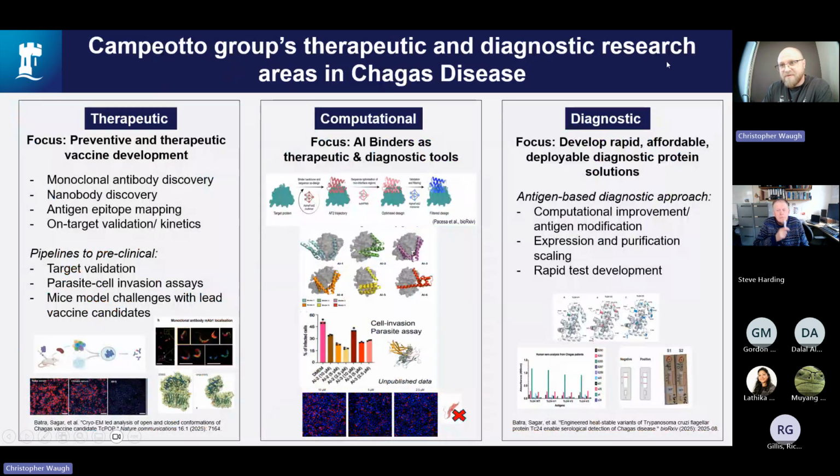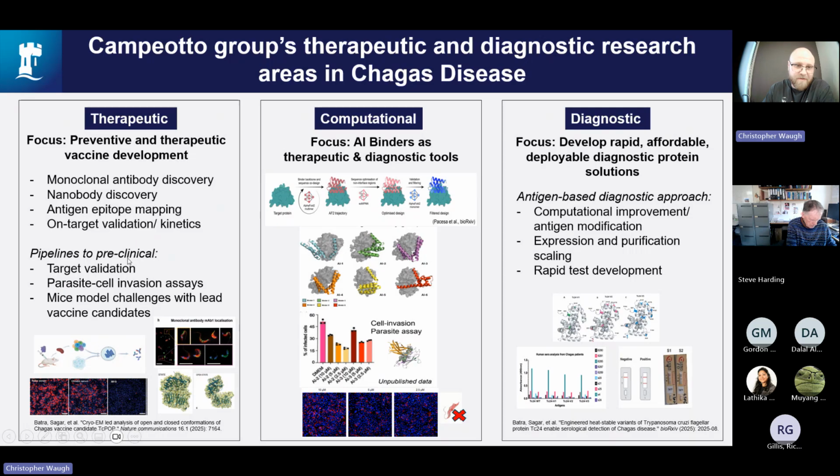So before I go on to the diagnostics, we'll just talk about the group. In the group, we generally focus on 3 areas of biology relating mostly to parasite disease. In the therapy approach, we look at things like monoclonal antibody discovery, nanobodies, trying to actually map and go down the structural route of these molecules and looking at whether they are on target and have really nice kinetics so you can use them for a therapeutic approach.